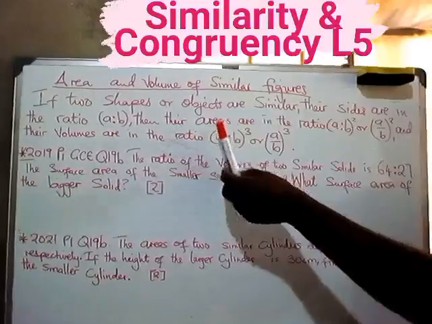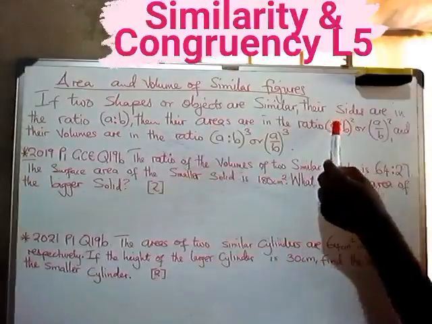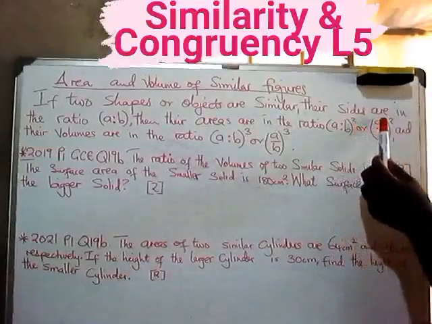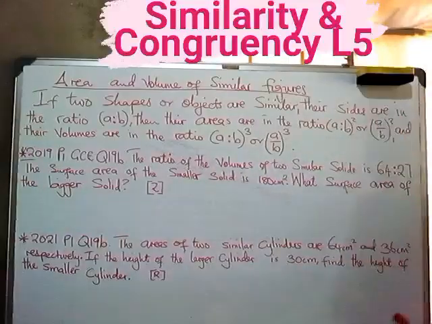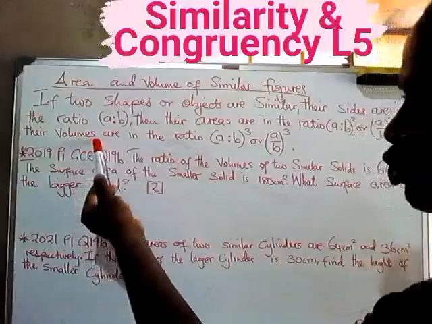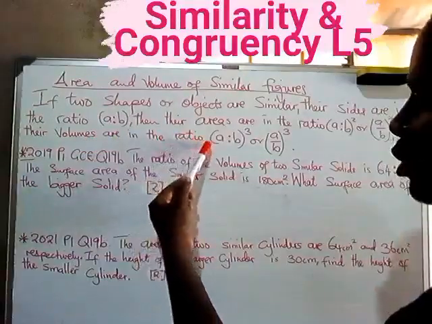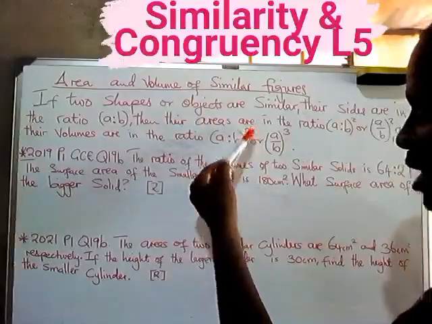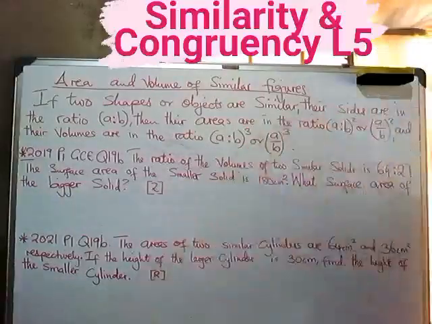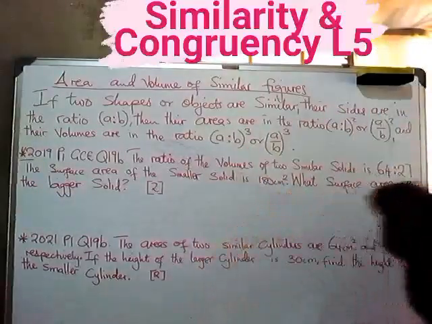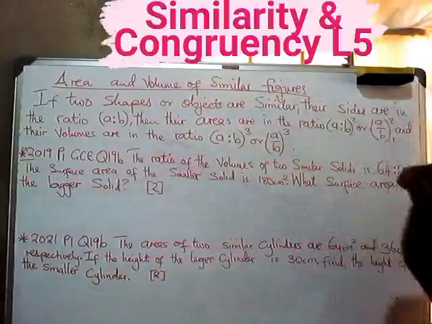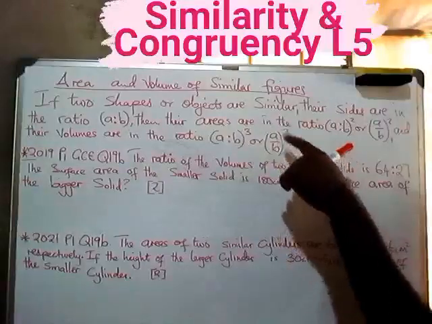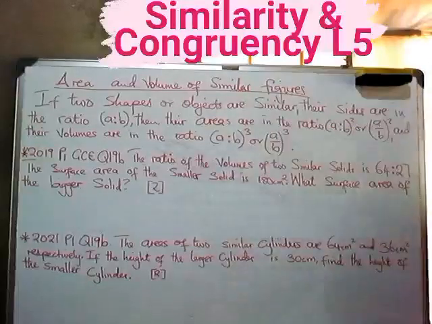The ratio of their areas is written as A to B in brackets squared, or A over B in brackets, then you square. And their volumes are in the ratio, open bracket, A to B, close bracket, to the power 3. Because volume is always cubed, and area is always squared. So this can also be written as A over B in brackets, then you write cubed.